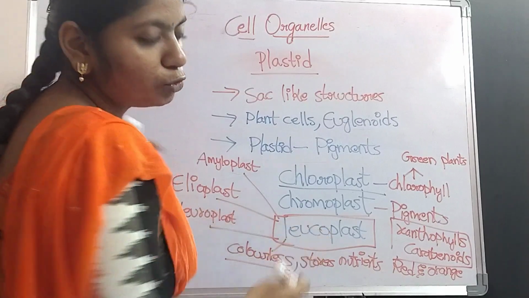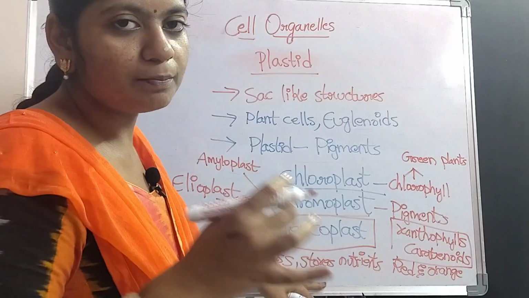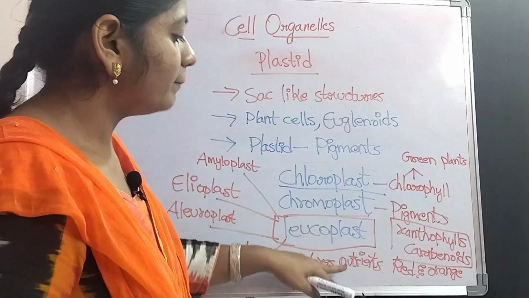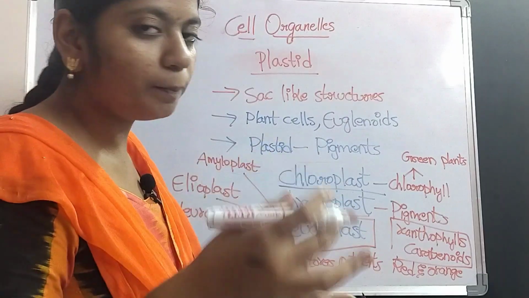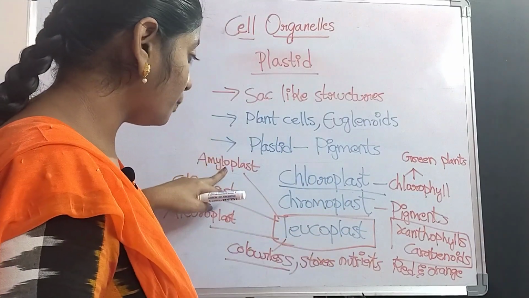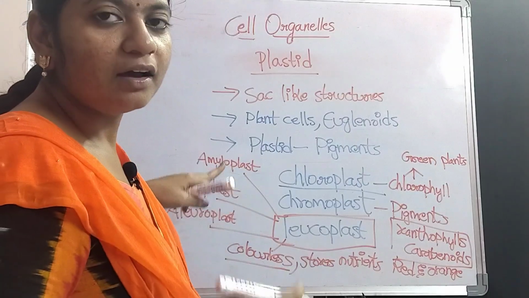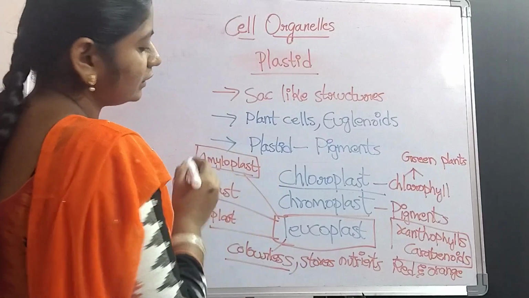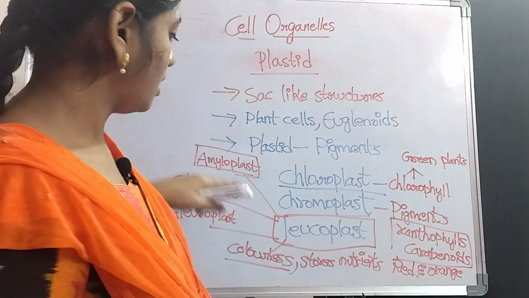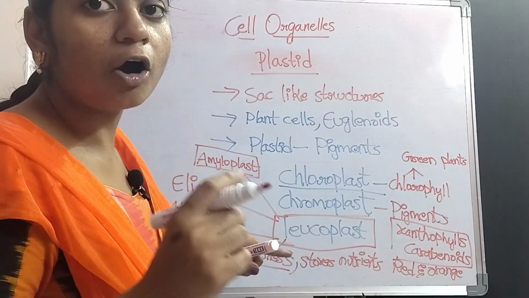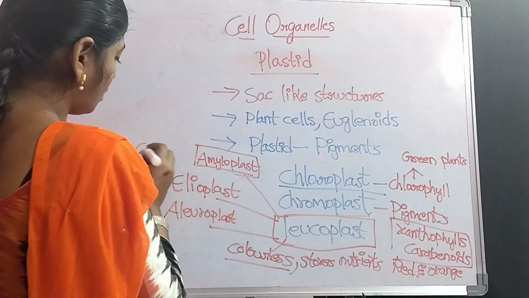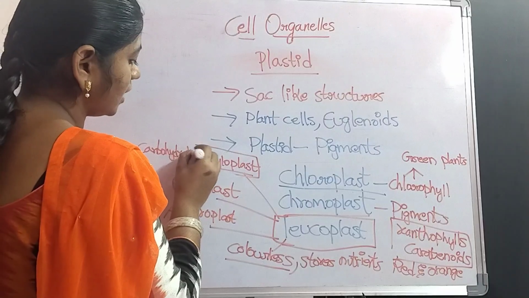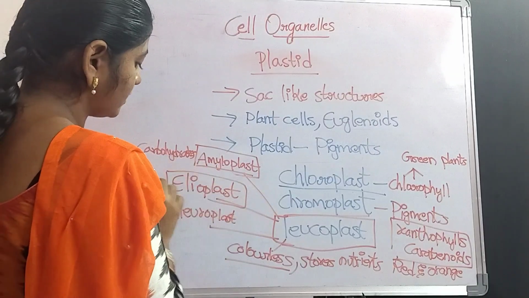Again I am repeating, the leucoplasts are colorless, and their main function is to store nutrients. Based on the type of nutrients the leucoplasts store, they are divided into amyloplast, aleuroplast and also eleoplast. What is the amyloplast? What type of nutrients are stored in the amyloplast? The amyloplast stores carbohydrates. Carbohydrates like starch are stored in the amyloplast, and also eleoplast.